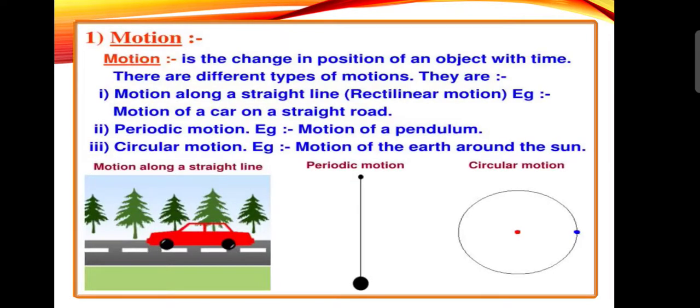As we have started, children, we have to learn about the different types of motions and their measurement. So you know what is motion? It is a change in position of an object with time. There are different types of motions that you have already learned in your 6th standard. Motion along a straight line, which is called rectilinear motion, like motion of a car on a straight road. Periodic motion, motion of a pendulum back and forth, and circular motion, motion of earth around the sun.